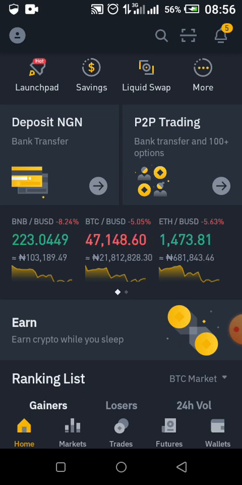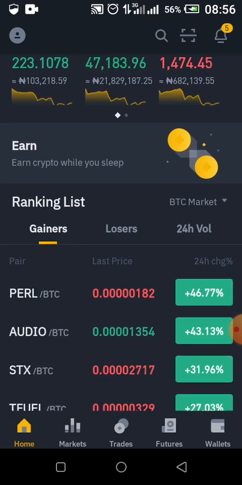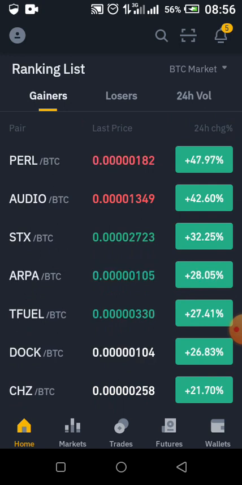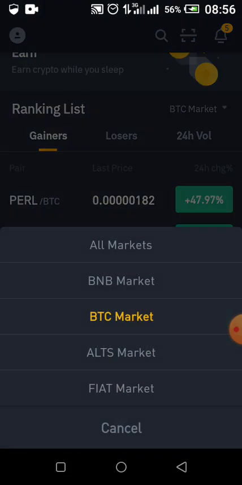So now let's check. This is our Binance home interface, and as usual I like using dark mode because it helps protect my eyes. Okay, so these are the coins that are trending as gainers now. You can see PERL/BTC. Now I set my interface to be only BTC. If you want to change it, you can change it where this BTC market is here. You can drop it down, and then you can put it on BNB market, you can put it on all market, you can put it on only alt market or fiat market.